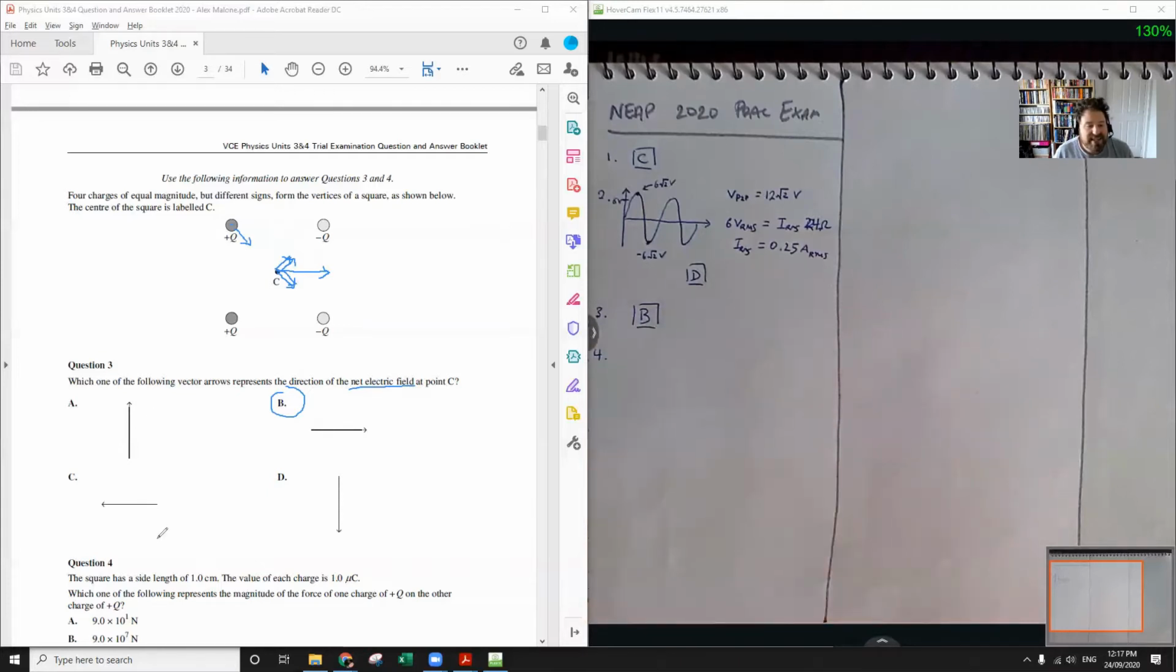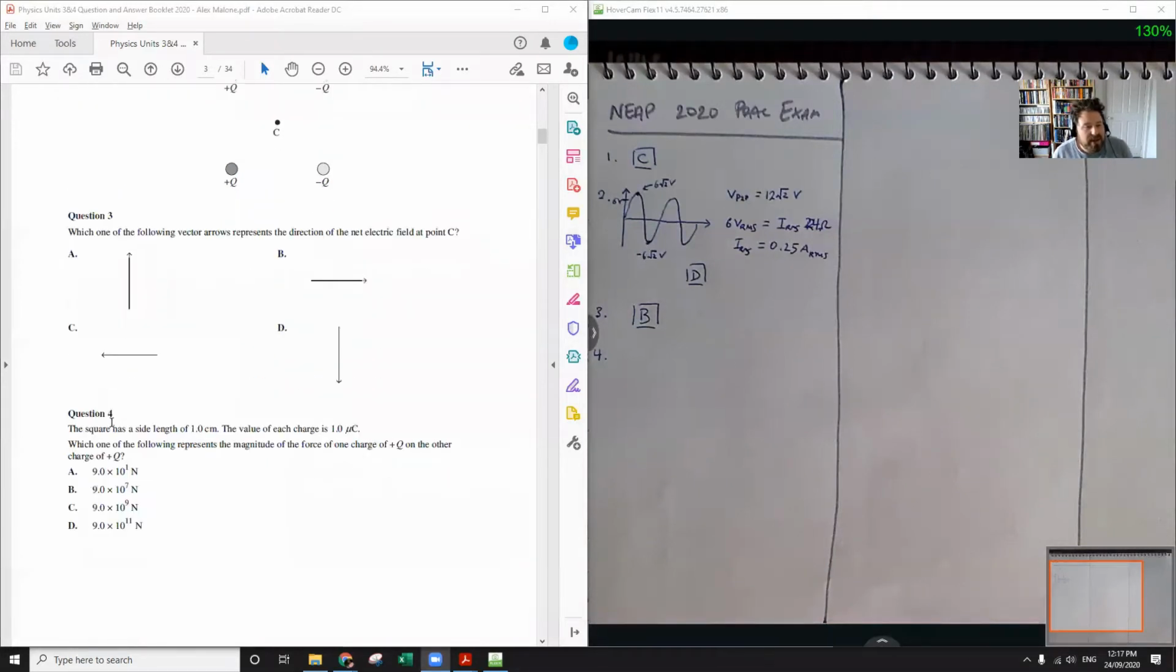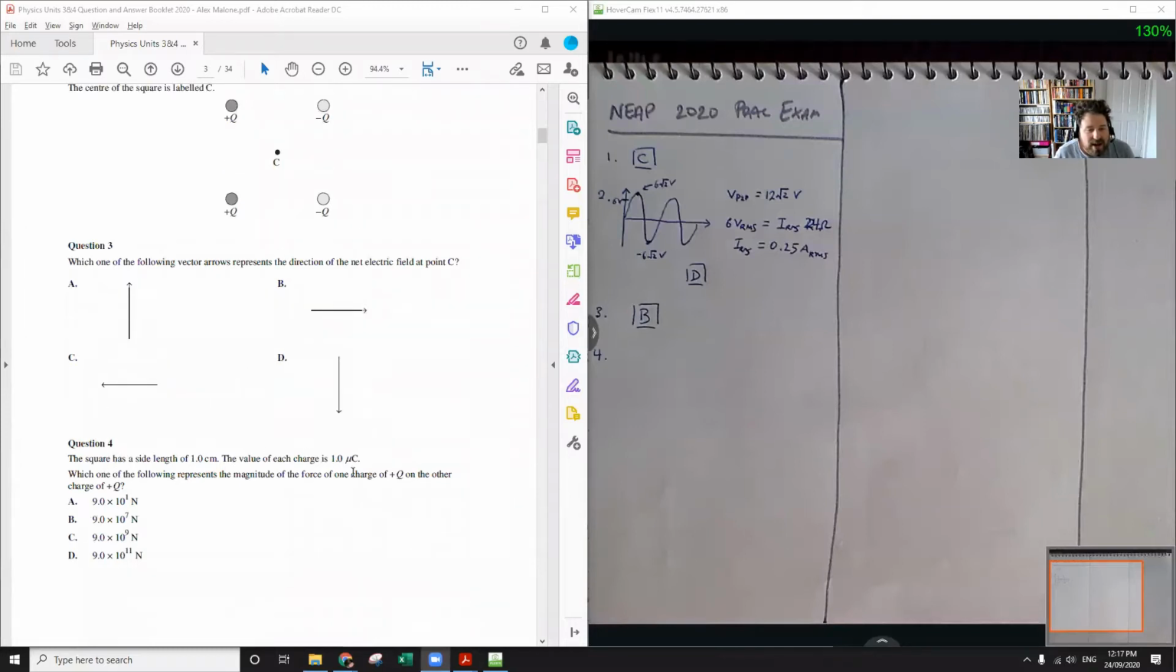Okay, question 4 is about the same question, but it's now asking about the magnitude. So it's saying the square has a side length of 1 centimeter. The value of each charge is 1 microcoulomb. Okay, so we've got 1 microcoulomb, 1 microcoulomb, -1 microcoulombs. Which one of the following represents the magnitude of the force of one charge of plus Q on the other charge of plus Q? So we're looking at the force of this one acting on this one and ignoring everything, nothing about C, ignoring all the negative charges, just saying what force would this one have on this one at a distance of 1 centimeter.